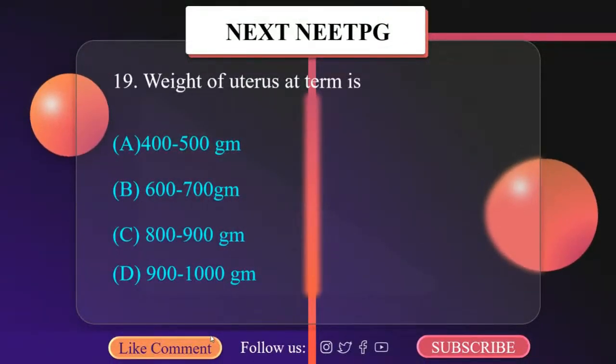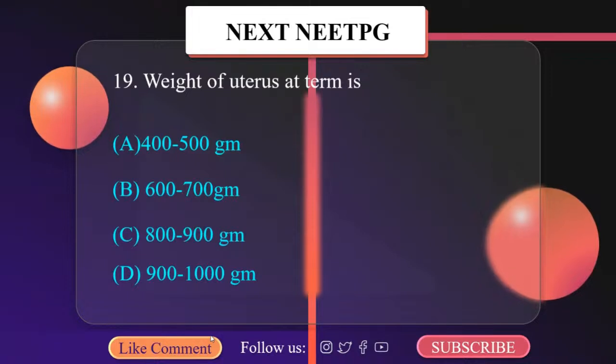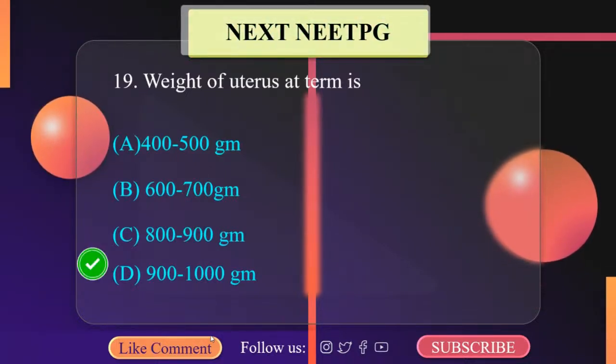Weight of uterus at term is A. 400 to 500 gram, B. 600 to 700 gram, C. 800 to 900 gram, D. 900 to 1000 gram. It is 900 to 1000.